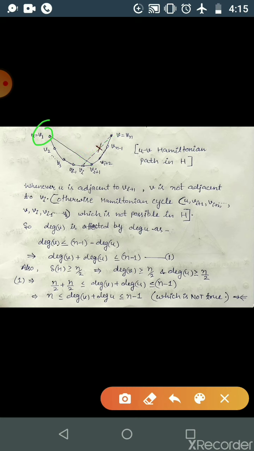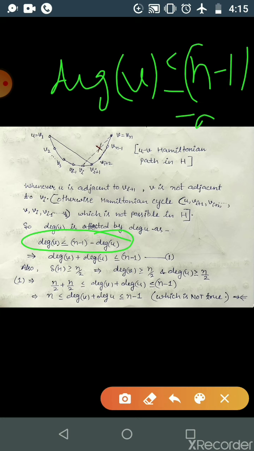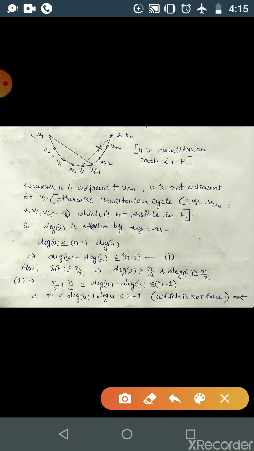That means the degree of v is strongly affected by the degree of u. The degree of any vertex can be at most n minus 1, and whenever u is adjacent to some vertex, it is not adjacent to the predecessor of that vertex, correct. So the degree of v is affected by u, and the degree of v can be at most n minus 1 minus the degree of u. From here you are getting degree of u plus degree of v at most n minus 2, correct. So here I have just discussed this.